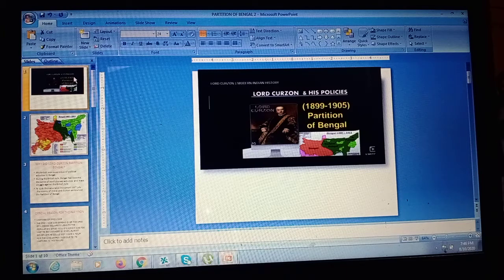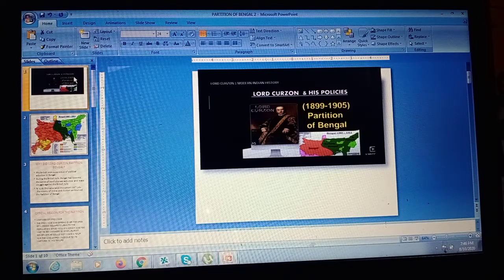So then we have Lord Curzon and his historical decision that we call the Partition of Bengal. And this is the first Partition of Bengal, the first phase. And we see the second phase of Partition of Bengal again in 1947, after India's independence.